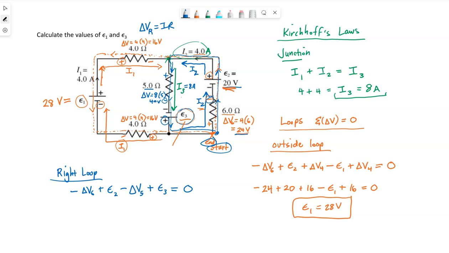We already found that delta V6 is 24. EMF2 is 20 volts. Delta V for the 5 ohm resistor is 40 volts. EMF3 is what we're looking for, which happens to be, let me write it the other way. So if we take all the numbers to the other side, we get 44 volts.